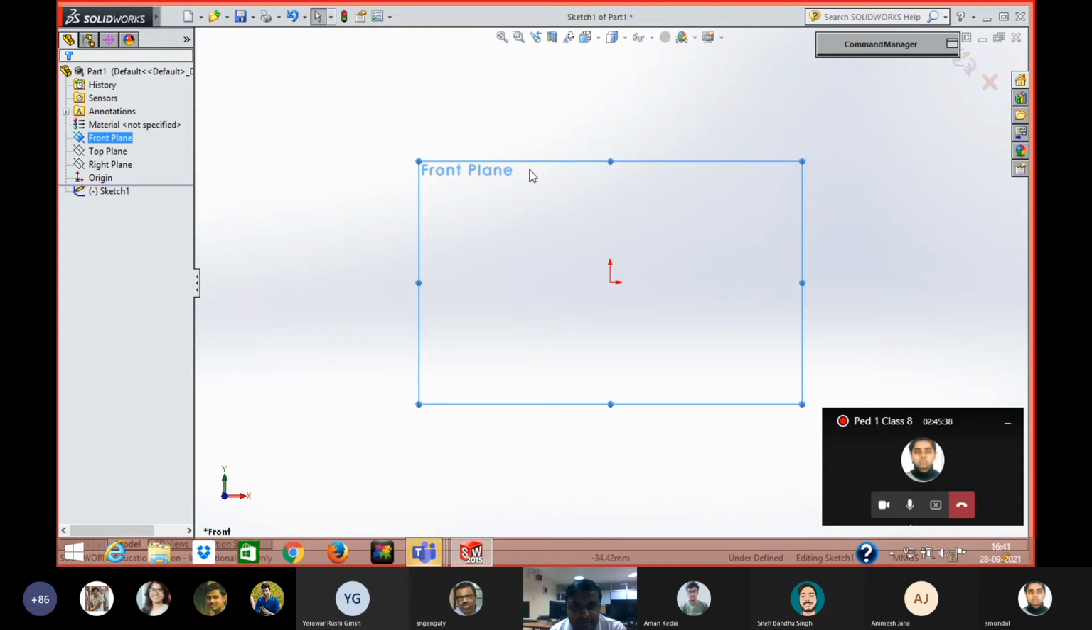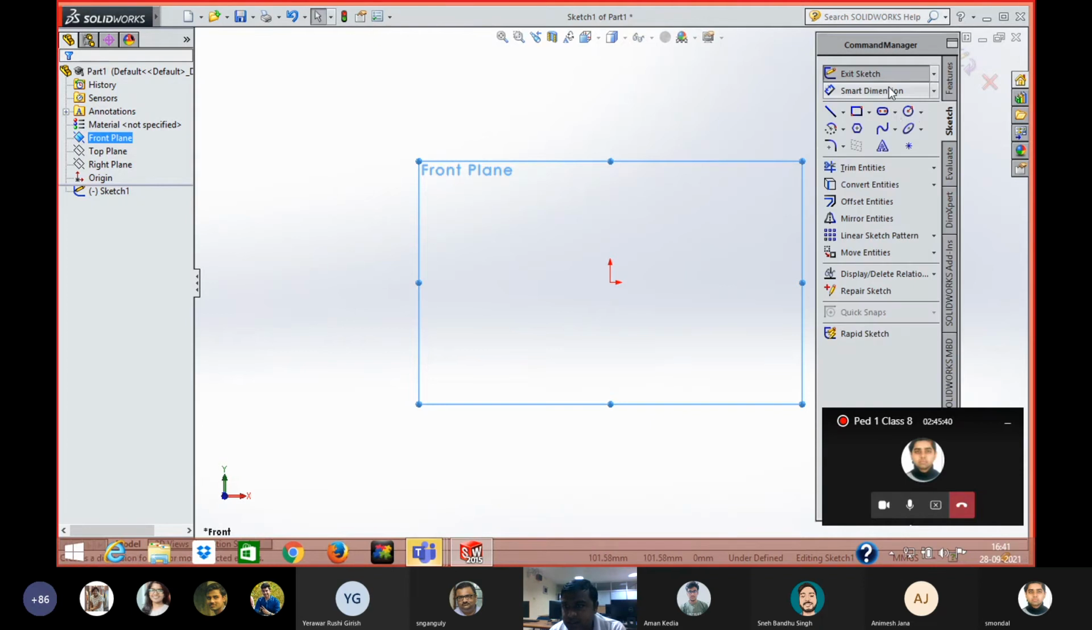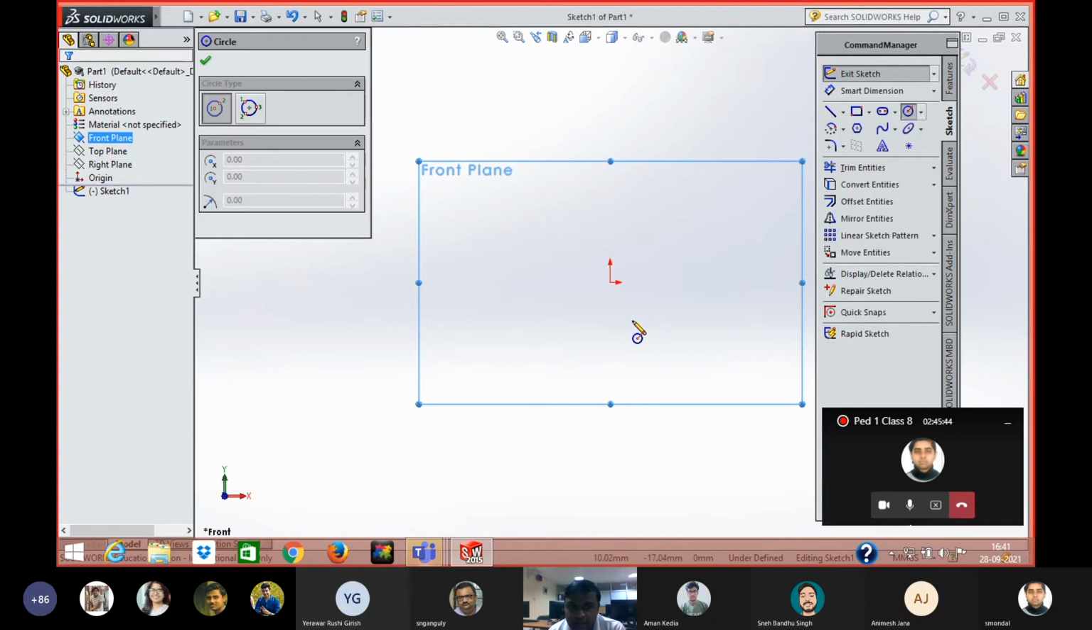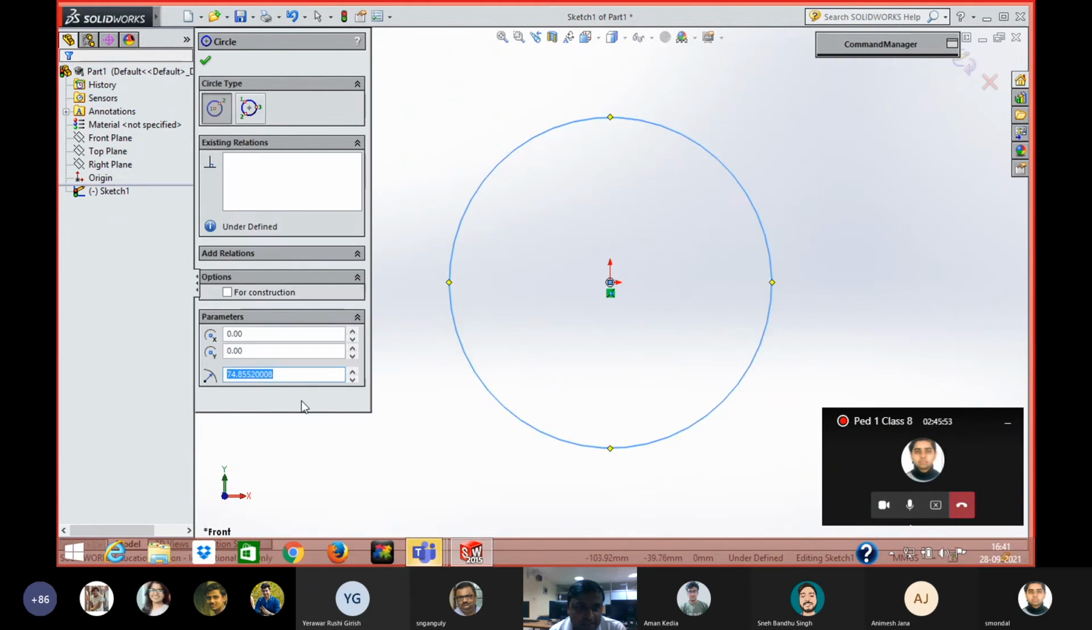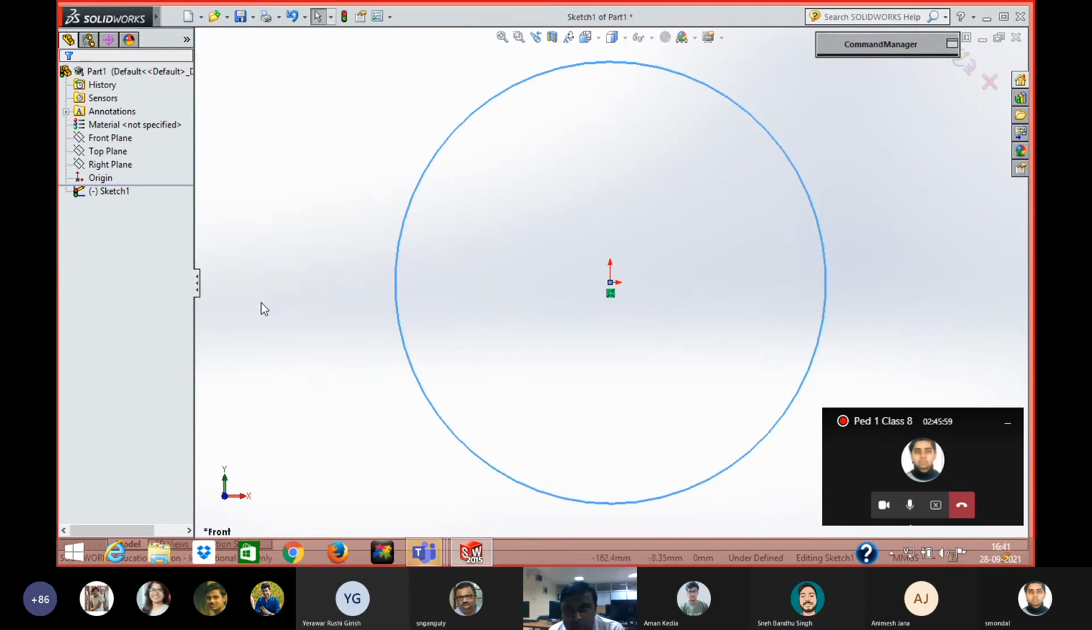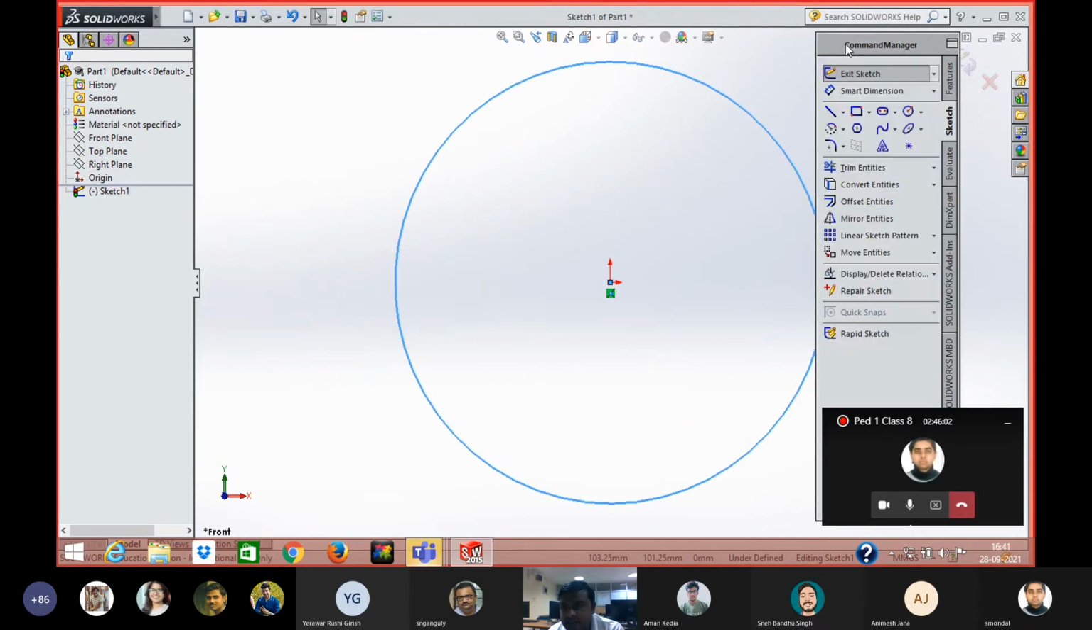So now we will design the shell of a pressure vessel. At first we take the front plane. Suppose this is a cylindrical pressure vessel, then obviously I will make a circle. Suppose I say this is 100 mm, and suppose the thickness of the shell is 5 mm.